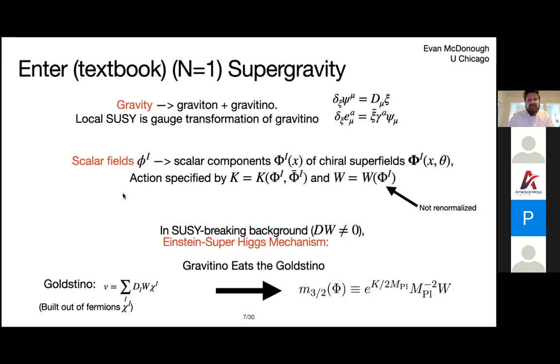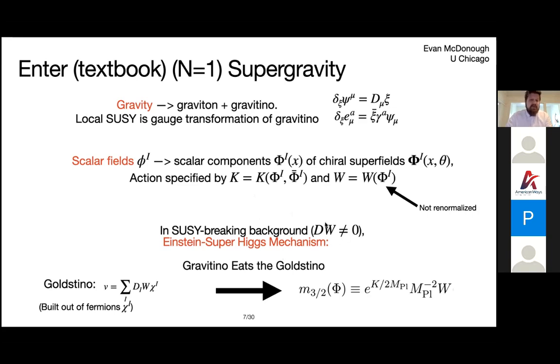Your scalar fields, such as your inflaton, get promoted to be complex scalar components of some set of chiral superfields, so superfields living in our 4D spacetime and also a set of fermionic coordinates that describe superspace. And the action is specified by two functions, K and W. K is known as the Kähler potential. It defines your field space. It's a real function. W is referred to as the superpotential, and it's a holomorphic function of these complex scalars. K defines the field space, and K and W together determine the potential.